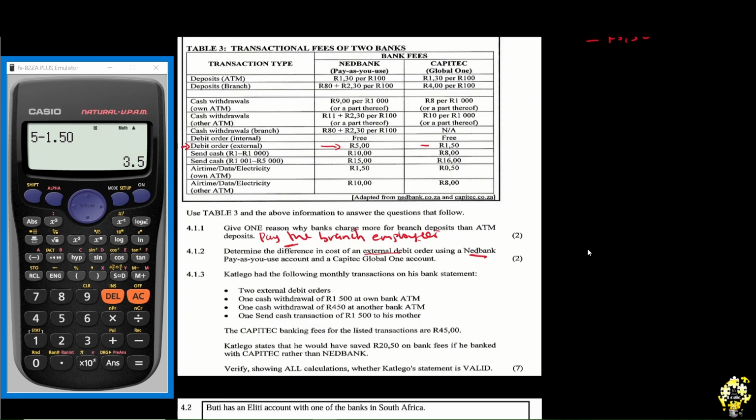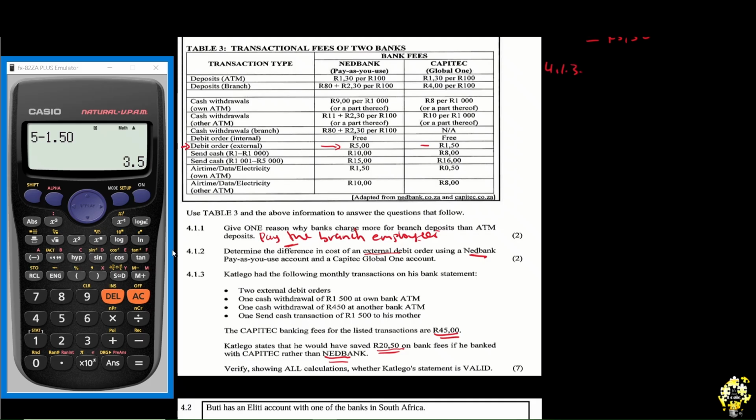It says here, the Capitec banking fees for the listed transactions. So they've done calculations for us and they're saying that for all these transactions, Capitec is going to charge him 45 rand. Okay, Katlego states that he would have saved 20 rand 50 cents on bank fees if he banked with Capitec rather than Nedbank. So because he's currently banking with Nedbank, let's find out how much Nedbank are charging him and make our difference to see if indeed he was going to save 20 rand 50 cents, and then prove whether the statement is correct or incorrect.